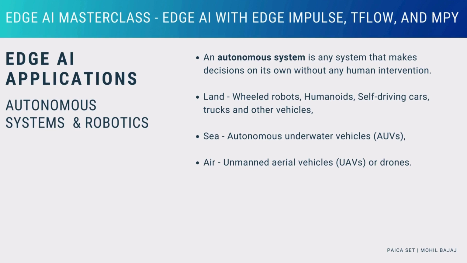One of the biggest applications of Edge AI is in autonomous systems and robotics. And this is one area that I believe will just explode in the next 5 to 10 years. An autonomous system is any system that makes decisions on its own without any human intervention. Combine that with robotics, and what you have is wheeled robots, humanoids, self-driving cars, trucks and other vehicles on land, autonomous underwater vehicles or AUVs in water, and unmanned aerial vehicles or UAVs or drones in the air.